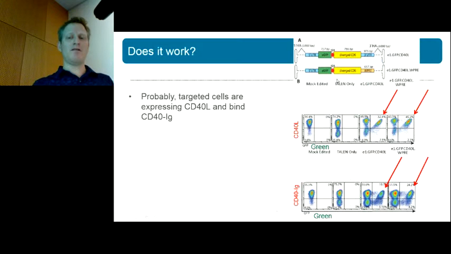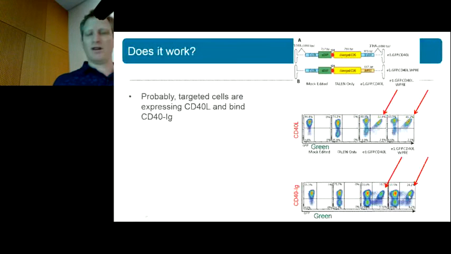And now you can see that if you activate the green cells, which means cells that were targeted because we still have the green marker, they are now expressing CD40 ligand. And they're not only expressing CD40 ligand, they're also binding CD40 Ig. So this is a functional protein.